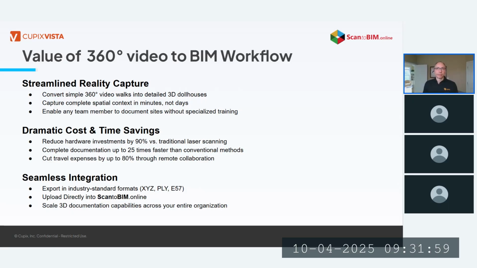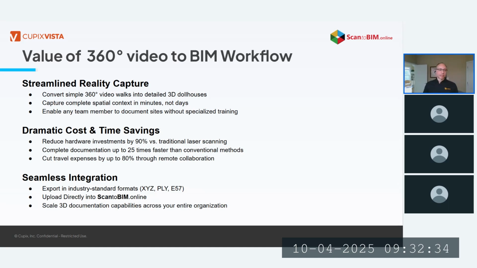I think the biggest impact of using any collaborative platform for digital twins is that it cuts travel expenses by 80%. So that's a no-brainer. If you need to visit the site, you just go on the collaborative website and you visit the site virtually. Yeah, jumping back to that complete documentation, that's versus conventional methods. So conventional methods would actually be just walking the site with a pen and paper and a tape measure. That would be 25 times faster, but it's still faster than most of the other methods as well.